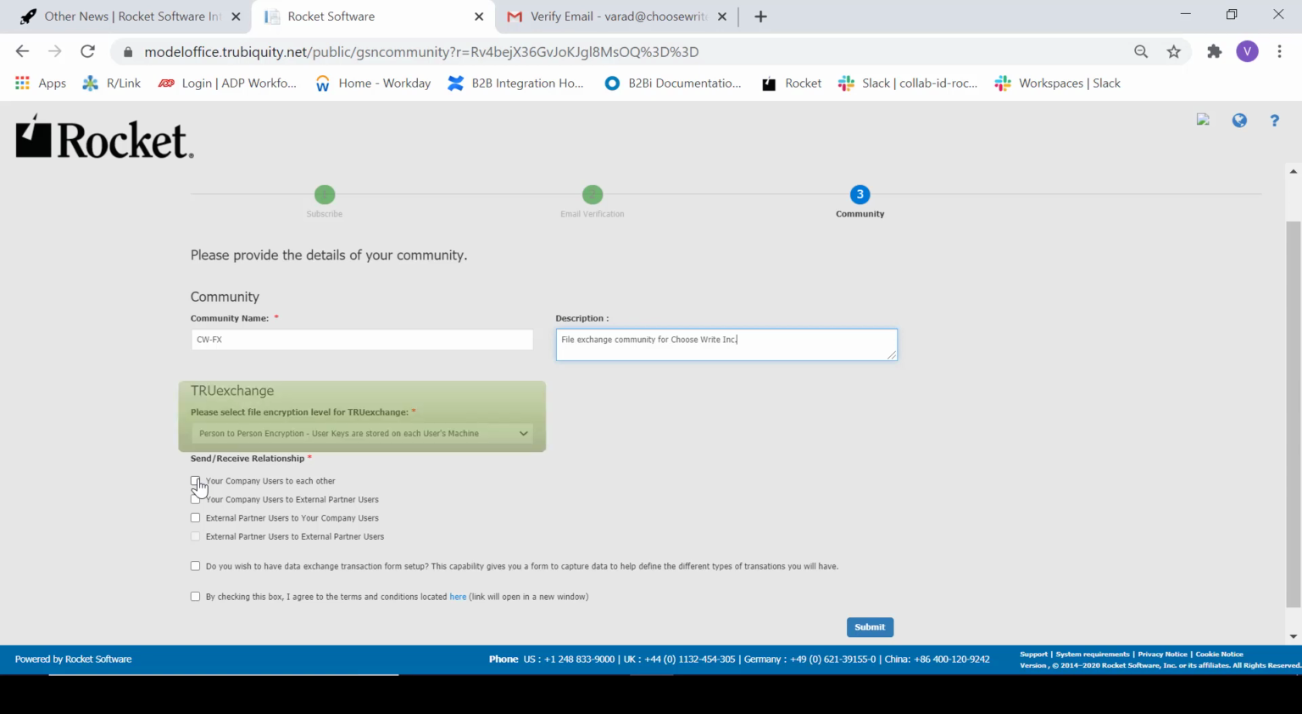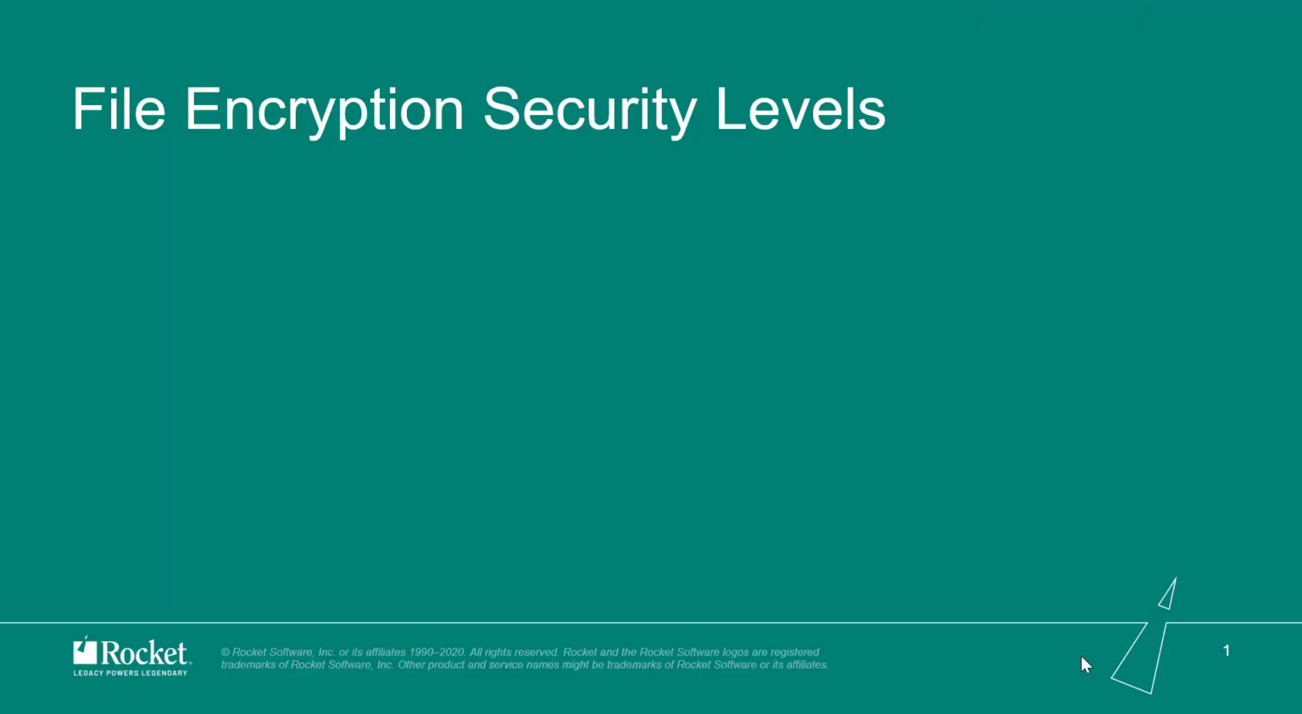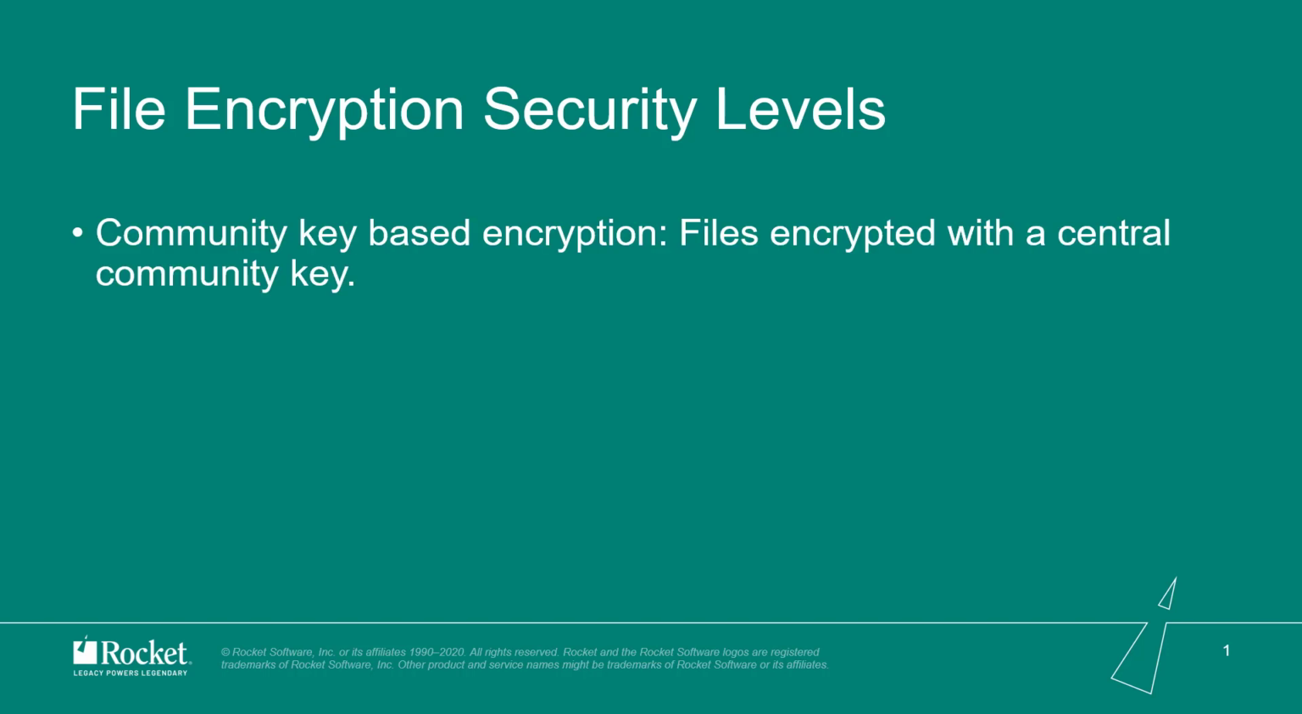Next, you'll choose the file encryption security level which best suits the files you'll be exchanging. TRUexchange gives you two options: community key or user key encryption. Community key encryption means files are encrypted with a central community key managed by TRUexchange. User key encryption means every user will have a unique encryption key.